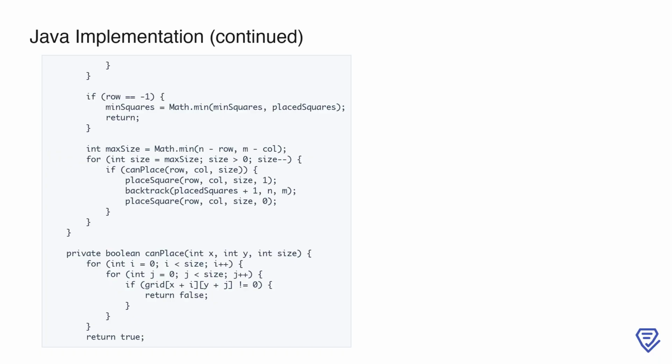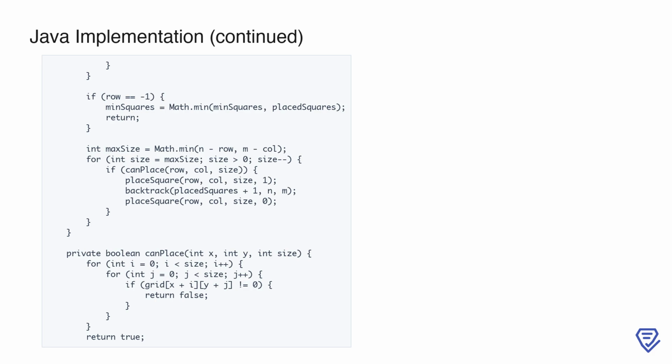Otherwise, we calculate the maximum possible size for a square that can start at the current empty cell. This size is limited by the remaining rows and columns in the grid. We then iterate from the largest square size down to 1, attempting to place a square of each size at the current position. Before placing a square, we use the helper method canPlace to check if the square fits in the grid without overlapping any already filled cells.